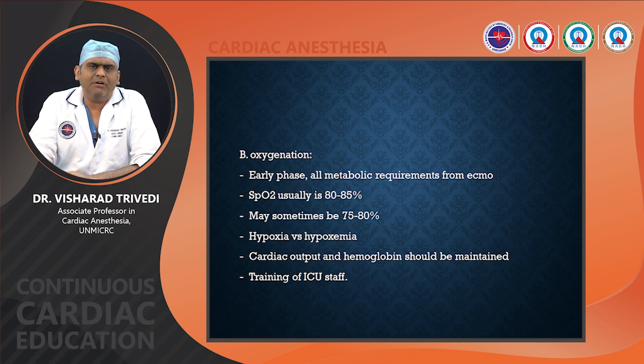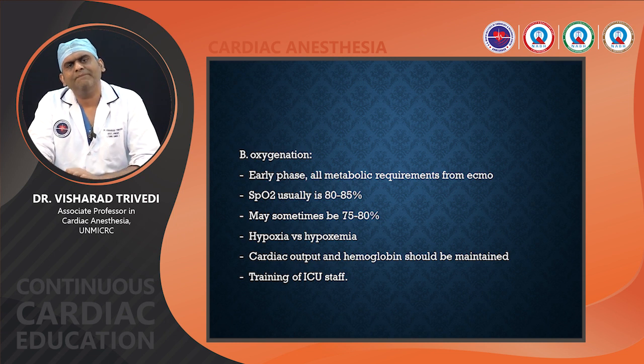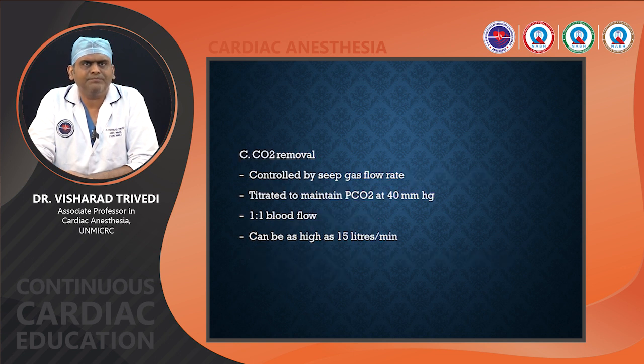One of the important factors in such a situation is, if the patient is kept in the ICU and his saturation is around 80-85%, you have to train the ICU staff, ICU sisters as well, to look at this 80-85% saturation as normal, and not do anything extravagant to increase the FiO2 or the saturation. This is normal for Veno Venous ECMO.